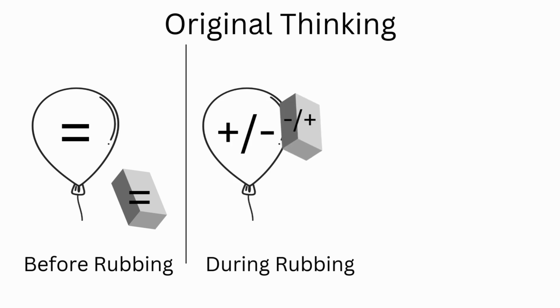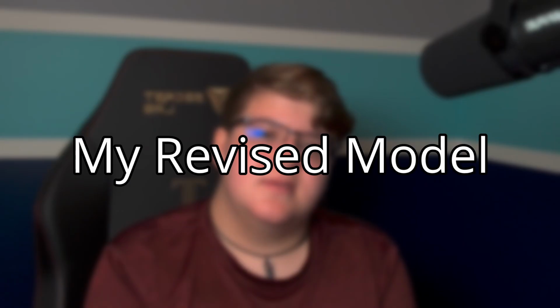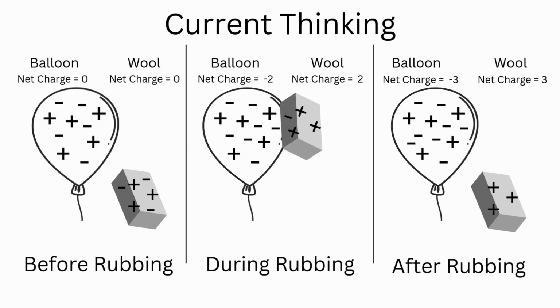During the rubbing process, this handout shows that the balloon and wool will become charged oppositely, meaning one becomes negative and the other one becomes positive. When the rubbing is completed, they maintain these charges. You may notice that there is text saying net charge.